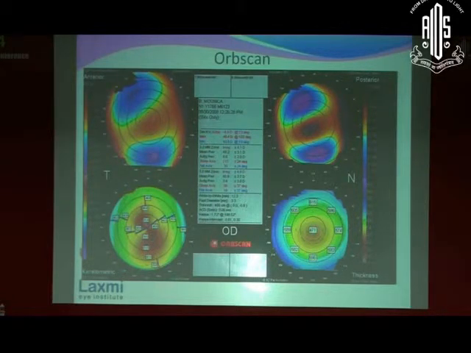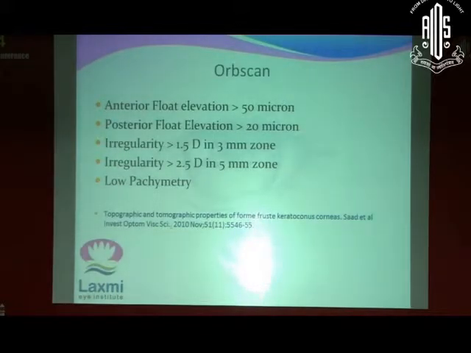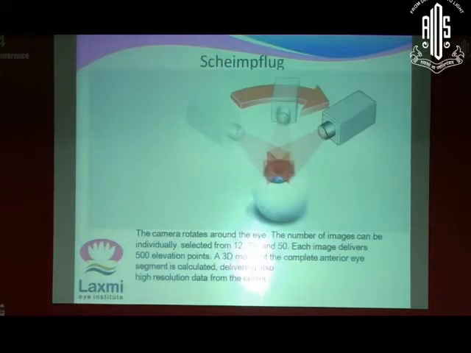And obviously the anterior float and posterior float elevations of more than 30 and 50 microns above the best fit sphere were taken as the criteria for keratoconus. However, what I want to say is that not one particular criterion is going to be important. It is going to be the correlation of various criteria: how many red flags or pointers you have in that particular patient, and are they correlating?